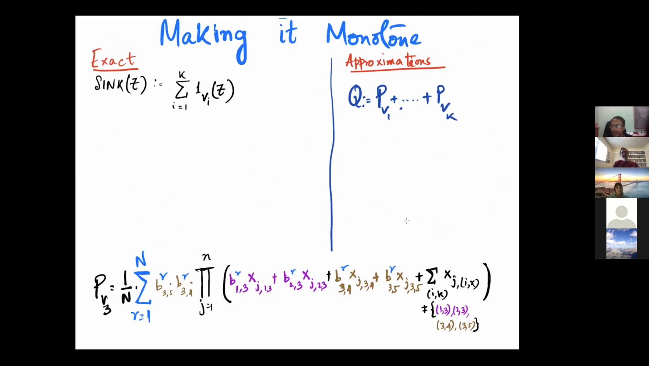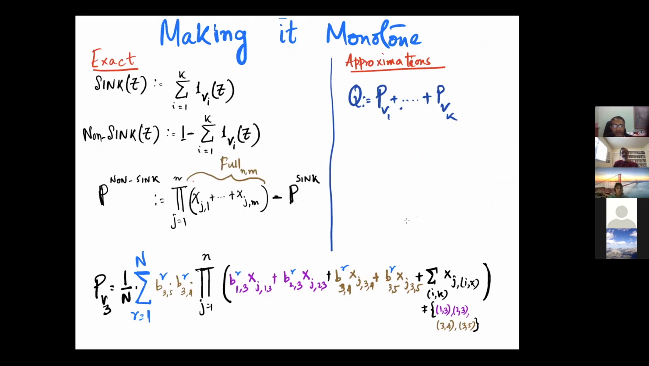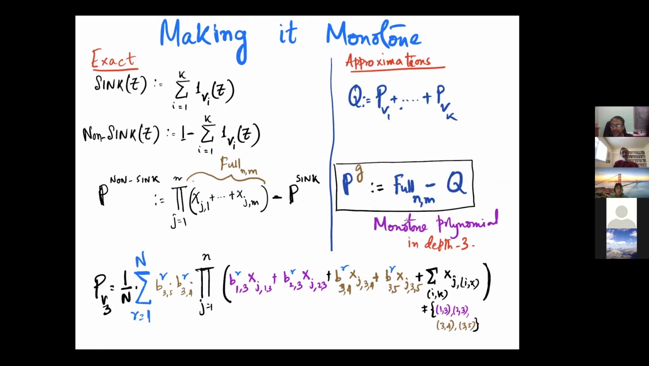There's a very simple way to make it monotone. You just look at the non-sink polynomial. This is why the non-sink comes in, and you subtract it from the full polynomial here. The corresponding algebraic operation is to subtract it from the full set multilinear polynomial. If you subtract it, then everything will be positive.